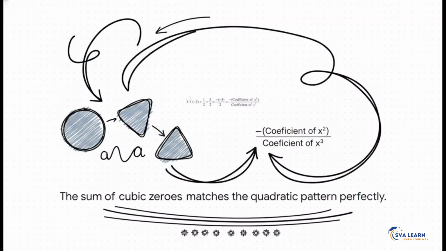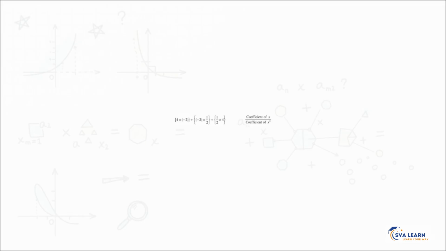First, let's look at the sum. Just like with our quadratics, if you add up all 3 zeros together, alpha plus beta plus gamma, it is still perfectly anchored to -b over a. That highest level relationship never changes its pattern.